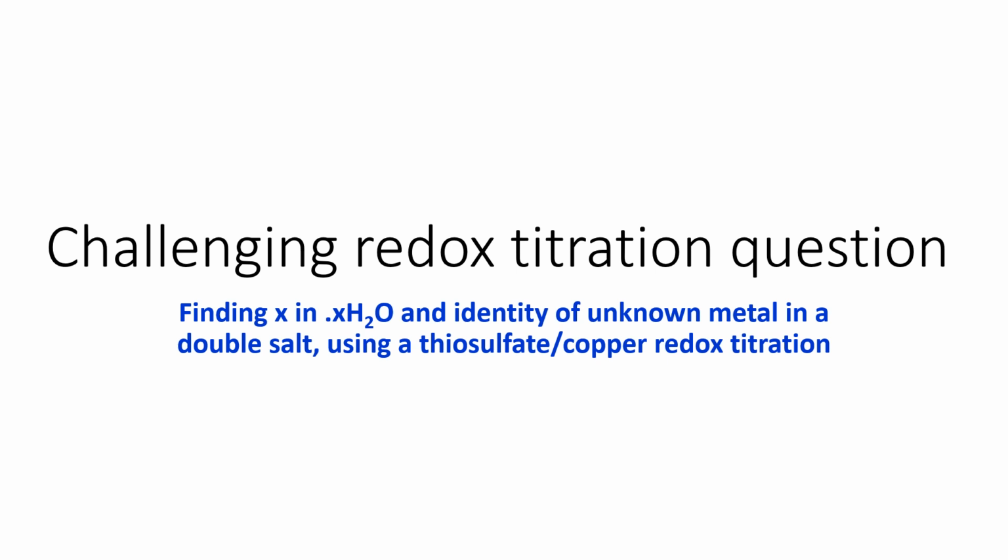Hello, and welcome to this look at a challenging redox titration question, where there's several things going on. Firstly, you have to find the number of moles of water of crystallization. You then have to also work out the identity of an unknown metal in a double salt. A double salt contains two cations and one anion. And it's also using a thiosulfate copper redox reaction, which means there's two equations that happen in sequence.